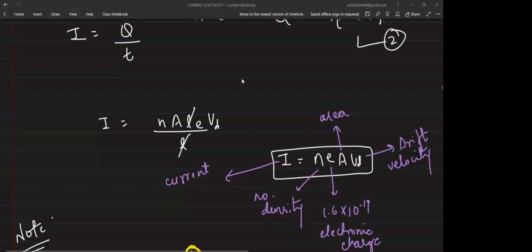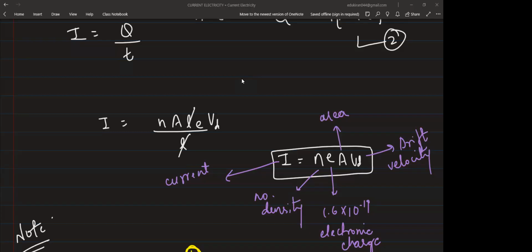Okay, see, Memuna, one question for you. If you look at this formula, I is equal to NEAVD, can you tell me if I increase the area, will the current increase or decrease? It will decrease. If I increase the area, current will decrease. Why? I don't know. Then why did you say? Because I guess I heard it in the class.